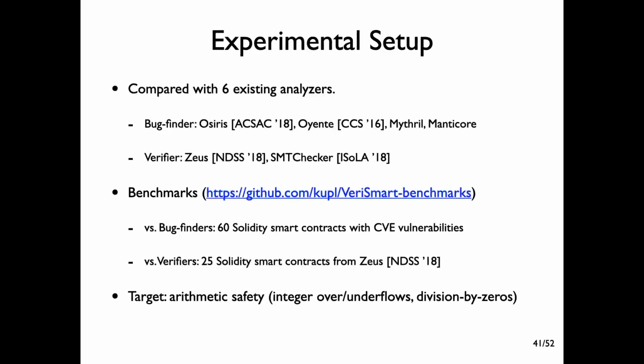Now, I will present experimental results in detail. To evaluate the effectiveness of VeriSmart, we compared it with 6 existing analyzers. Specifically, we considered 4 bug finders and 2 verifiers. For comparisons with bug finders, we used 60 smart contracts with CV vulnerabilities. For comparisons with verifiers, we used 25 smart contracts from the Jeff's paper. We compared these tools against the analysis results on arithmetic safety. Our benchmarks are publicly available.